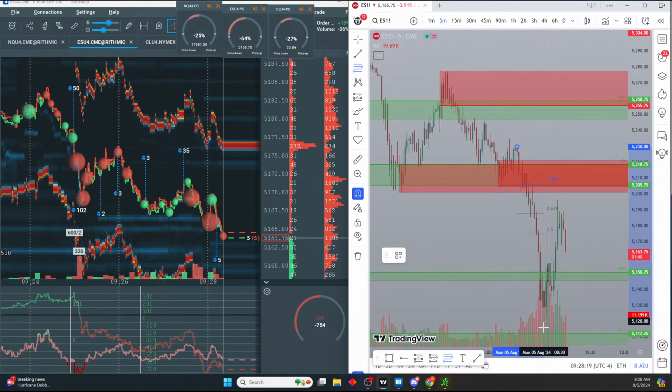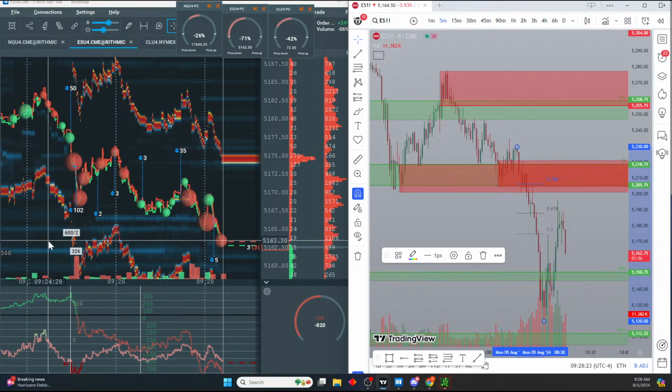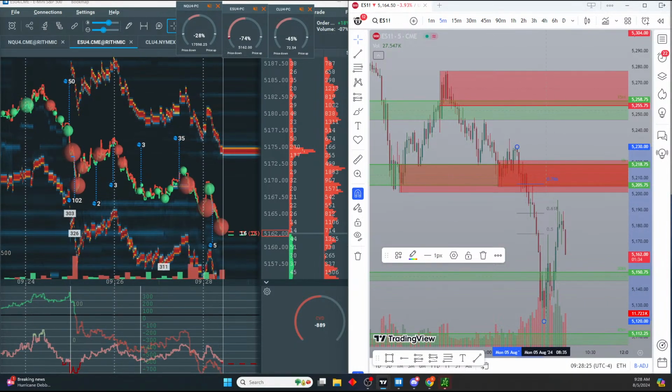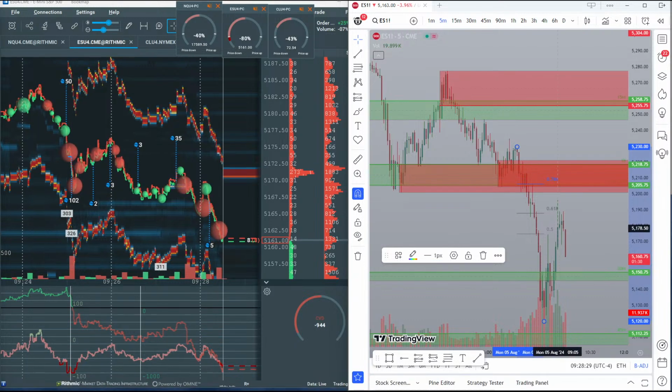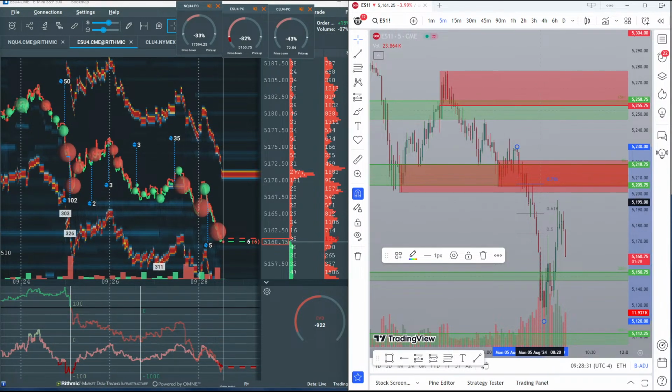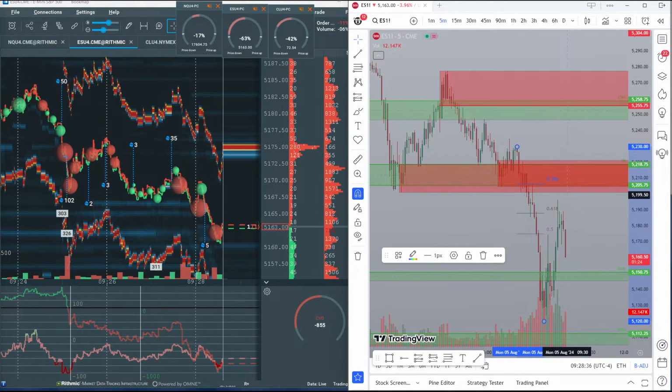Throw up our fib on there. We have a bit of an OTE. That 78 falls right in that broken demand zone. So that does definitely give me a bit of, not confirmation, but some extra strength in that zone right there.